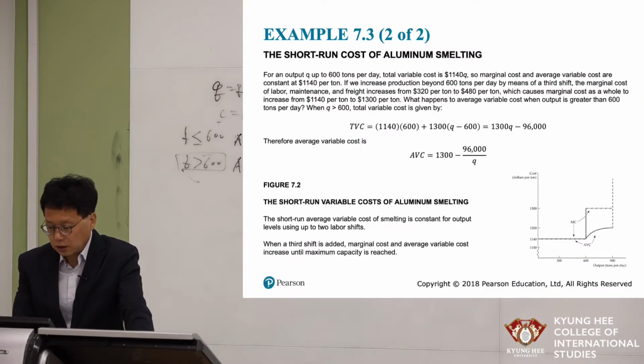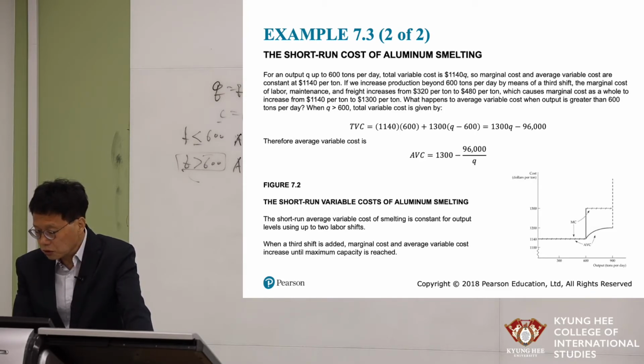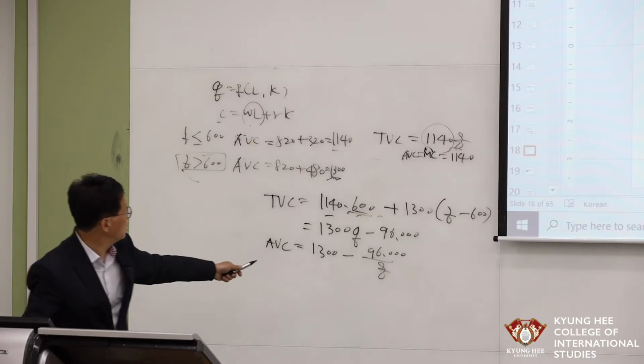So look at figure 7.2. When Q is equal or less than 600, average variable cost or marginal variable cost is 1,140, right? And when Q is greater than 600, marginal cost is 1,300, like this. So average variable cost is this one up to 600, but for Q greater than 600, this one. This one is calculated from here.